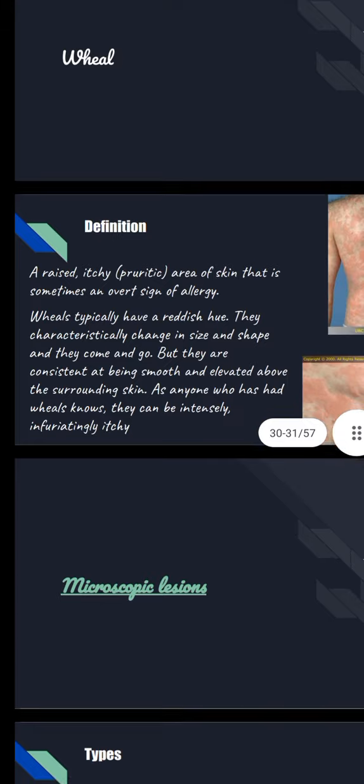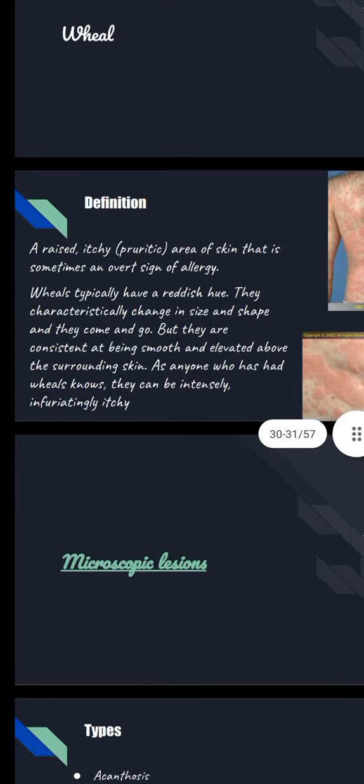Wheal: a raised, itchy, pruritic area of the skin that is sometimes an overt sign of allergy. Wheals typically have a reddish hue. They characteristically change in size and shape and they come and go, but they are consistently smooth and elevated above the surrounding skin. As anyone who has had wheals knows, they can be intensely, infuriatingly itchy.